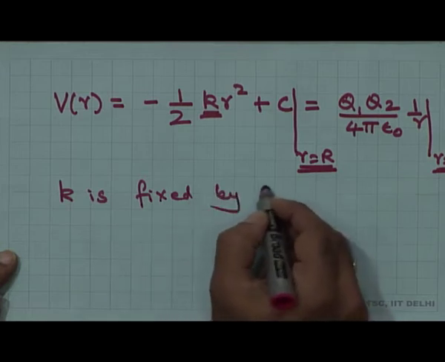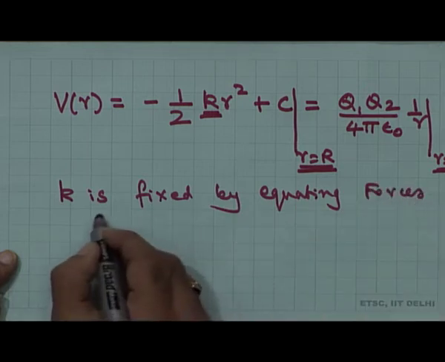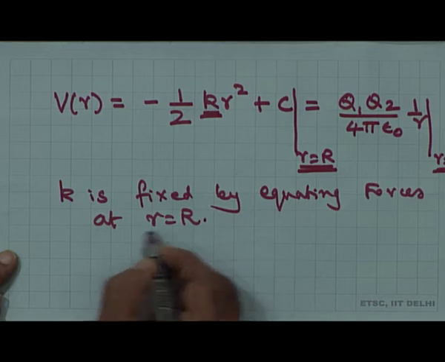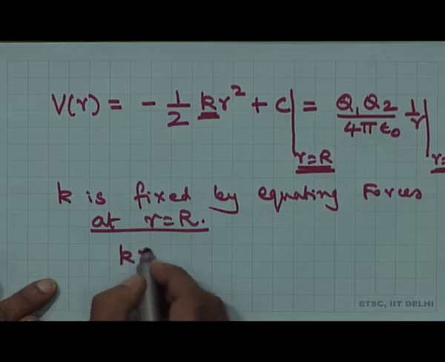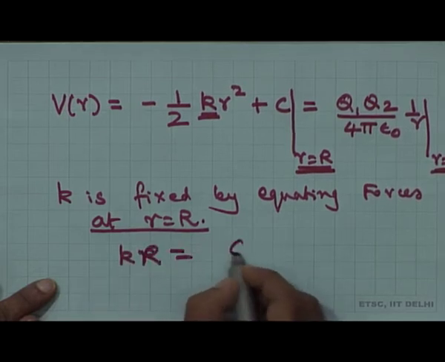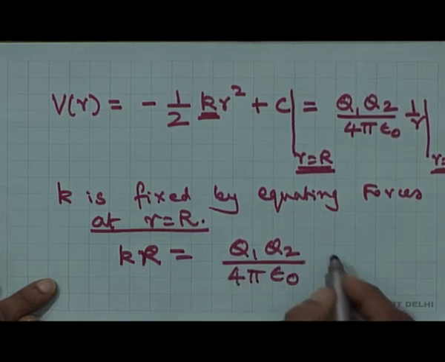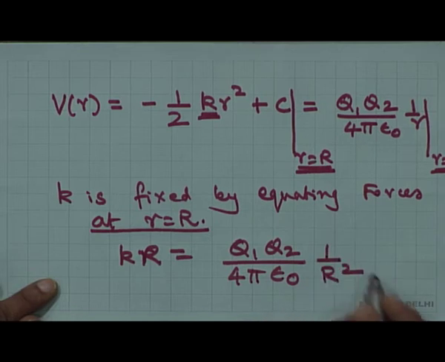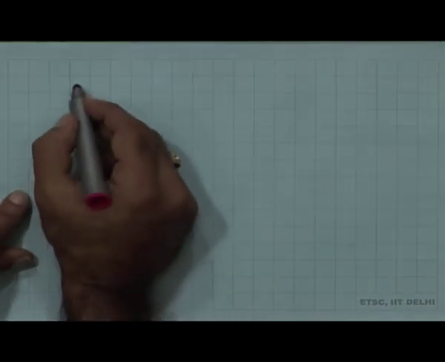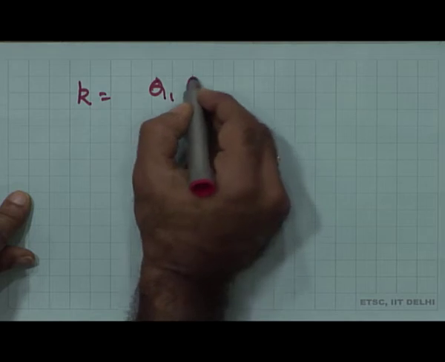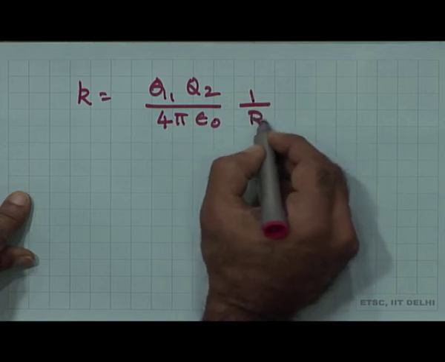by equating forces at r equal to R. So that is what we are going to do. That means we are going to write kR is equal to q1 q2 over 4 pi epsilon naught 1 over R squared, by equating the forces. So what is my k going to be? My k is simply q1 q2 over 4 pi epsilon naught 1 over R cubed.